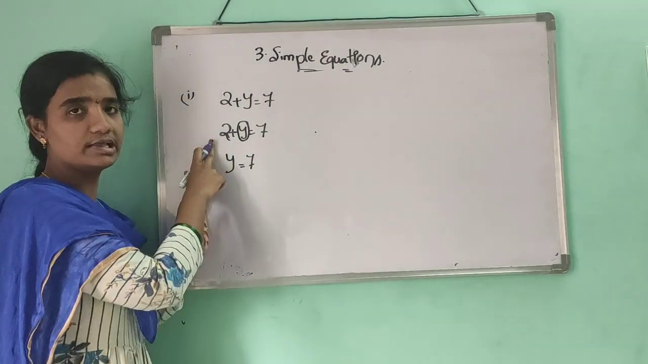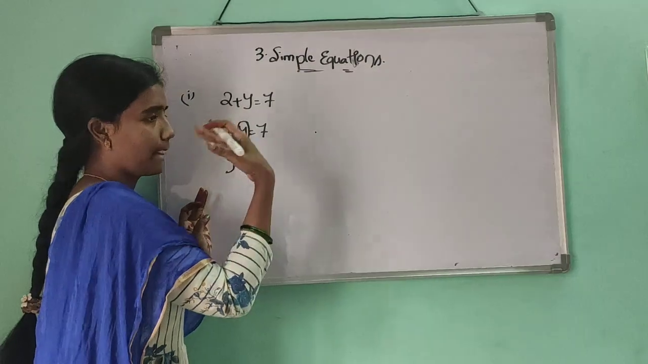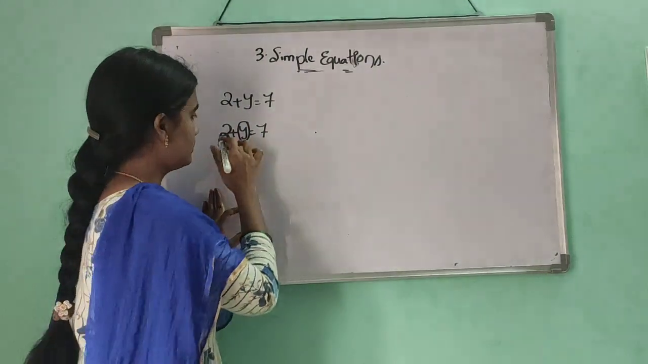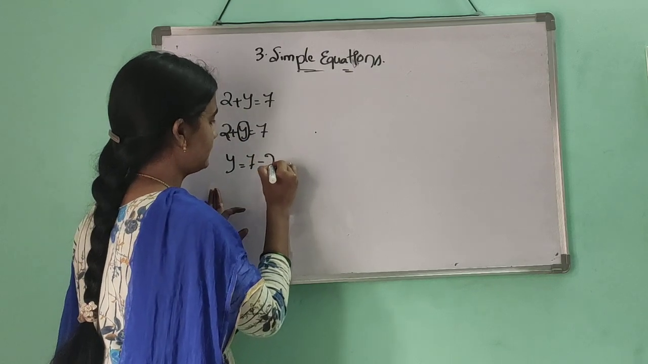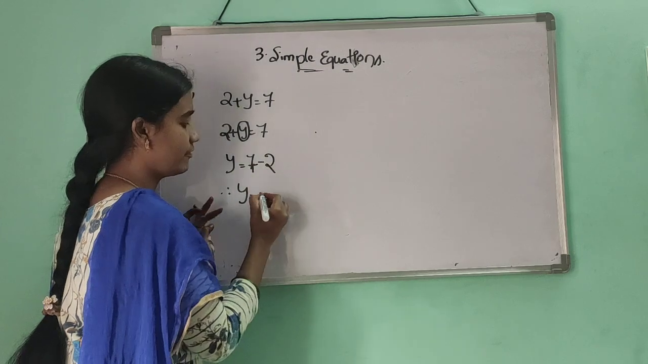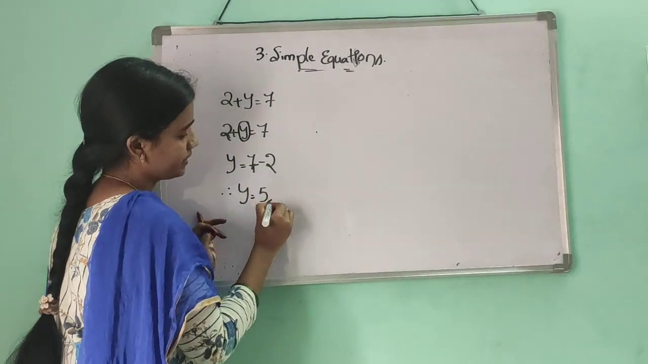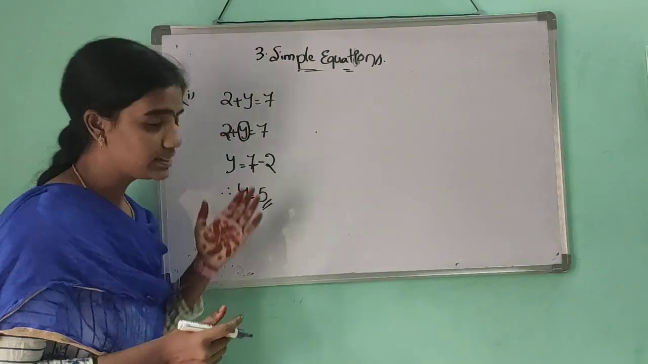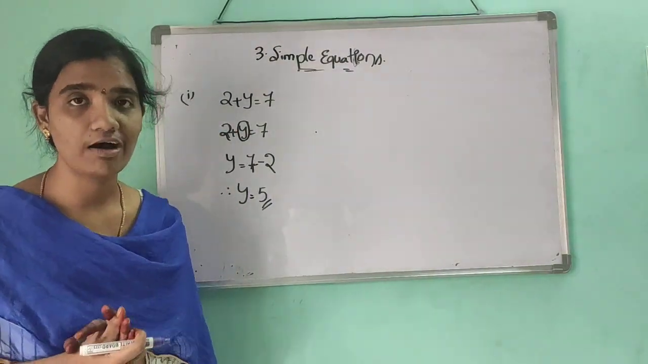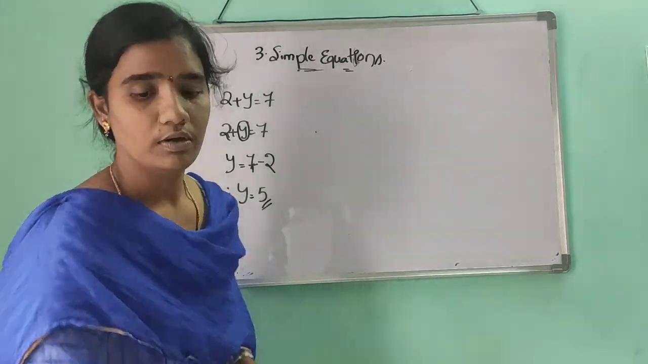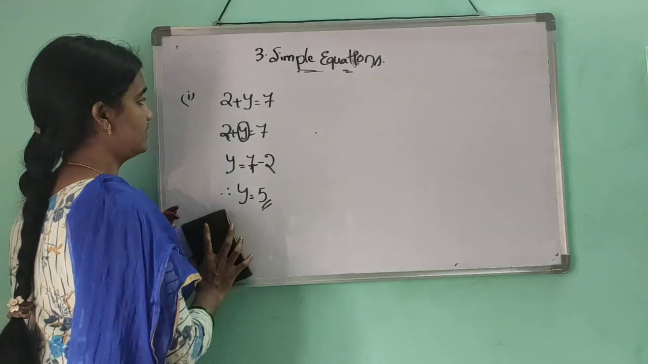Here plus 2 is there. When you move it to the right side, it turns into minus: 7 minus 2. So y equal to 5. 7 minus 2 is 5. By using this method also we have to find the variable value, y equal to 5. Let's check with the second sum.